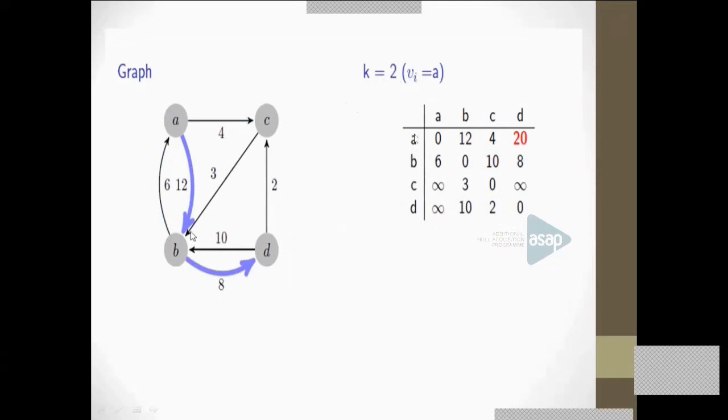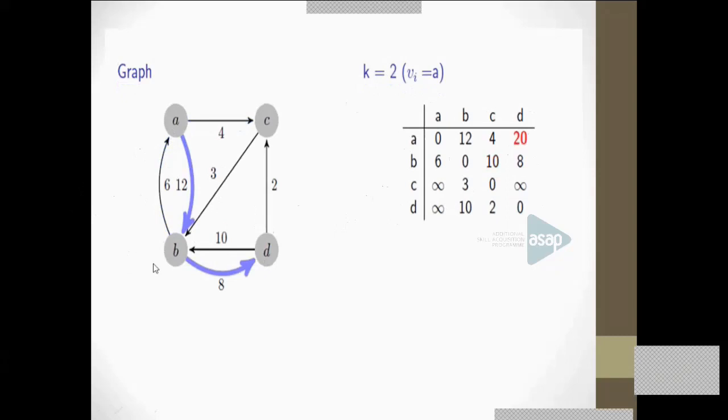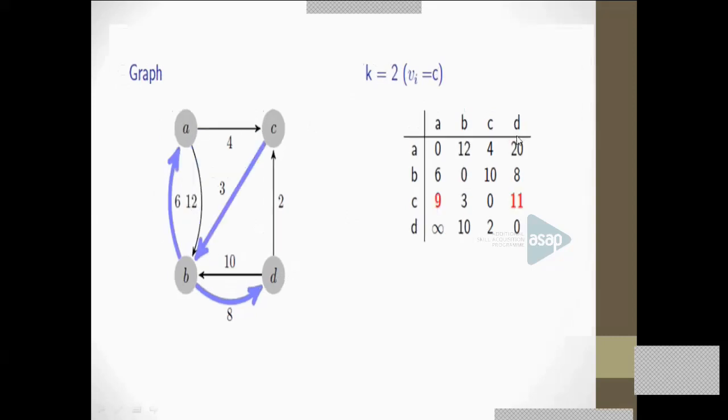Then here you can see A to D. K equal to 2 via B. You can see here A to D, there is a change. Previously, what was the value A to D? There is no direct edge, that was infinite. Now, through one intermediate vertex 2, you are getting a value via B. You are getting a value 12, 12 plus 8, 20. K equal to 2 via B, you are getting a value 20. Okay, one update here. One more update will be there.